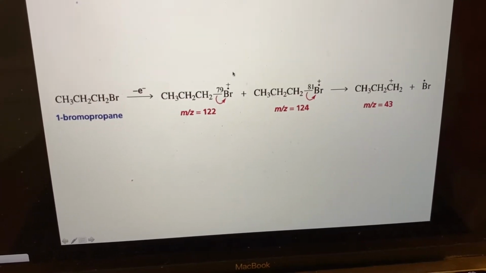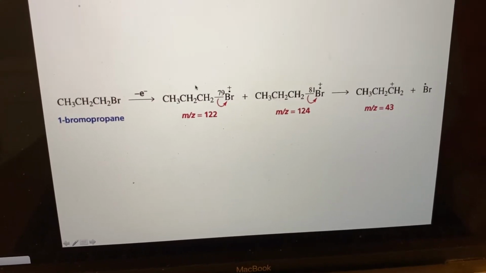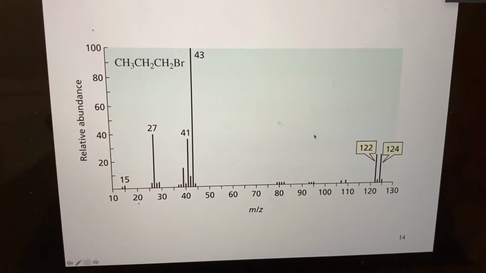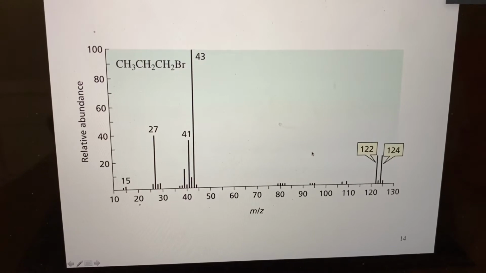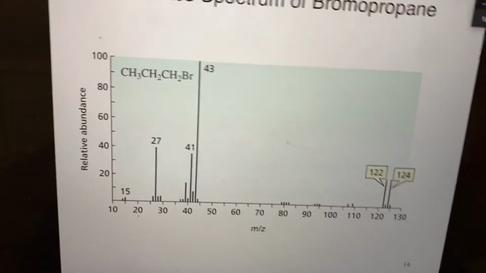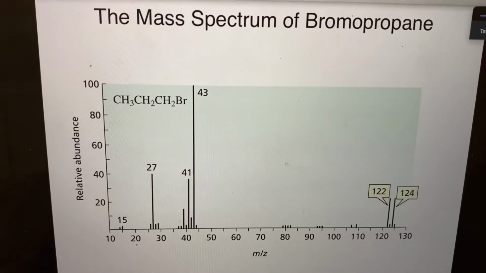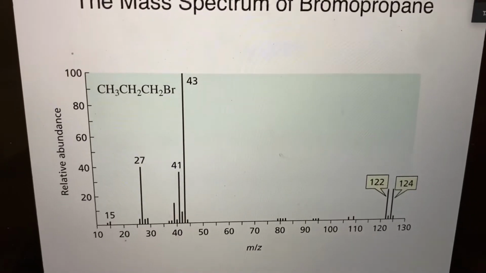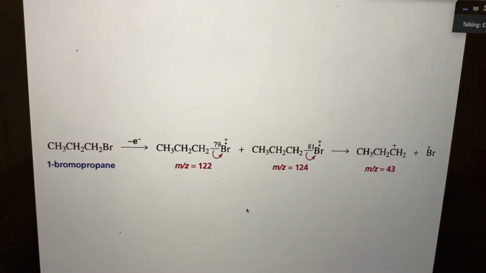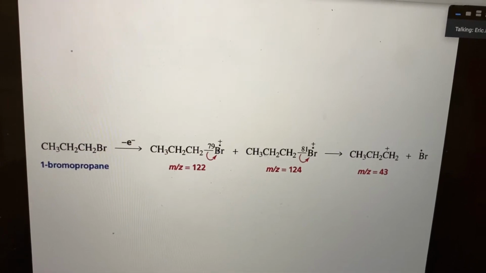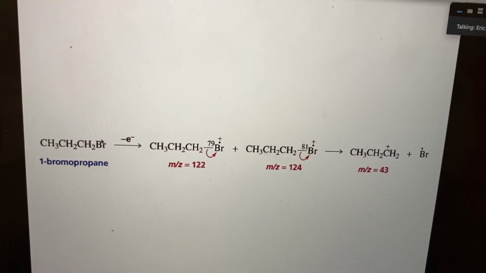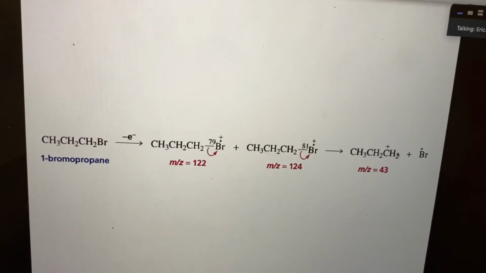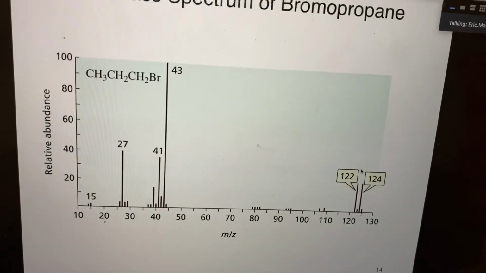Notice, in the mass spectrum, I want to re-emphasize this: any peak that shows up in the spectrum has to be a cation. And again, there are two kinds of cations, either a full positive charge or a radical cation. So what cation is associated with 122, 124? There it is. This is the radical cation from loss of an electron from a bromine non-bonding electron pair. If I break this bond heterolytically, then I should see a peak at 43. Do I see a peak at 43? Yes.